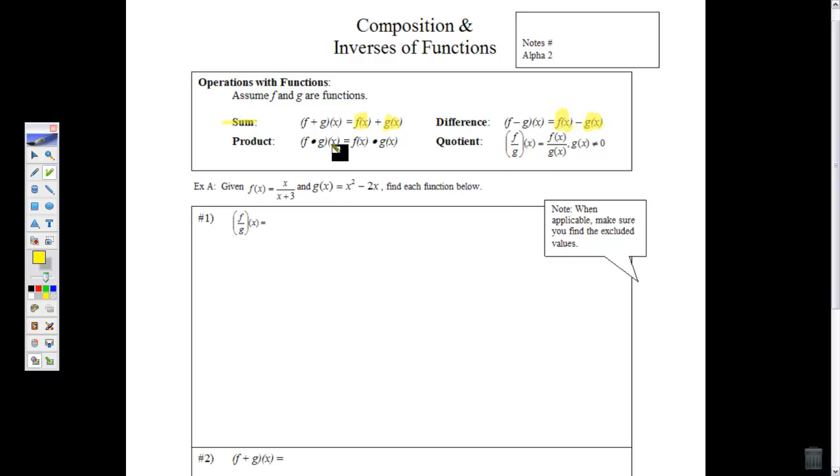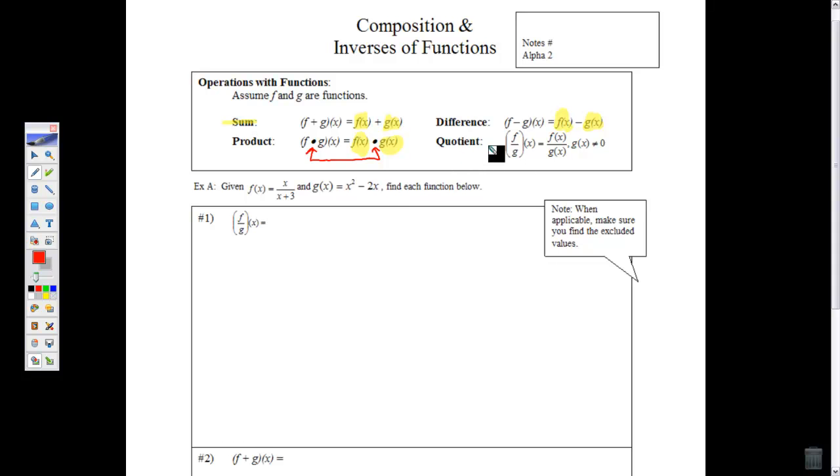F times g of x equals f of x times g of x. Please note this is a multiplication symbol. It's a darkened in dot as opposed to an open circle, not darkened in.